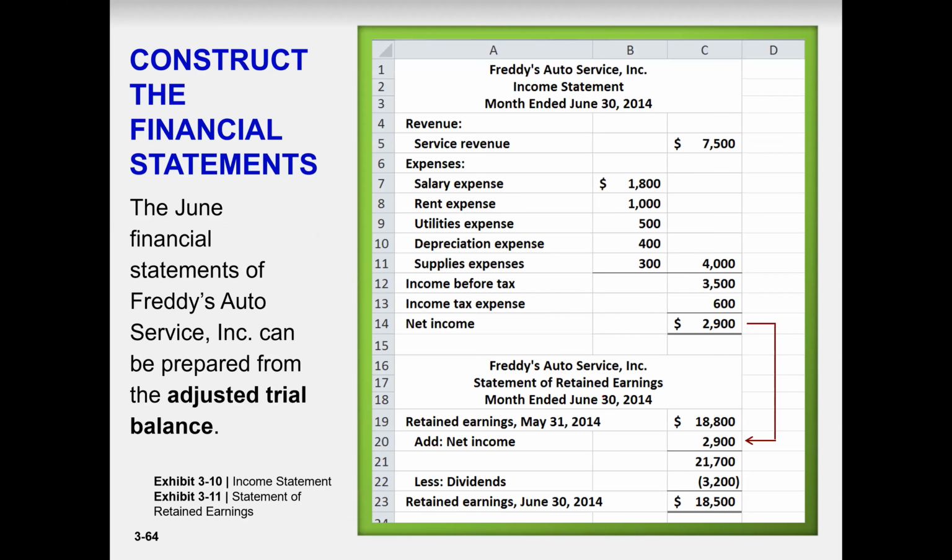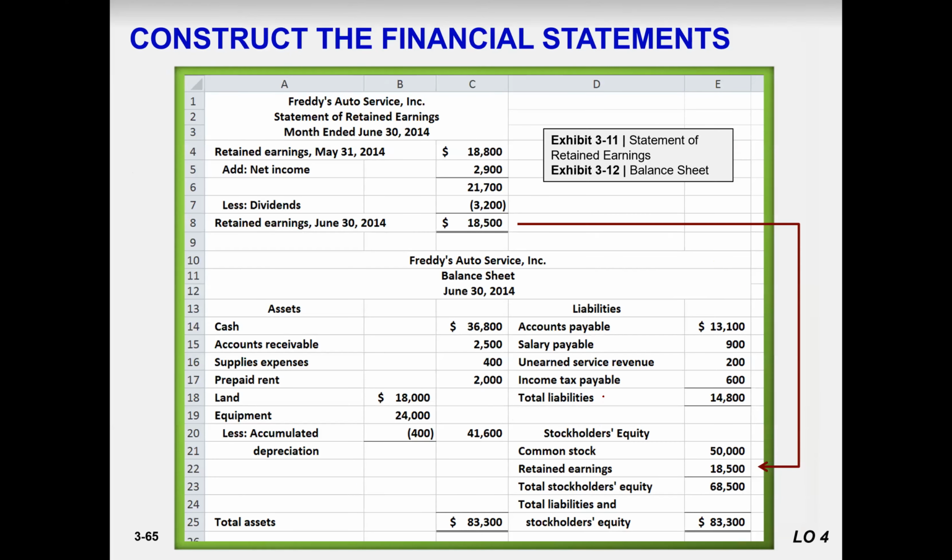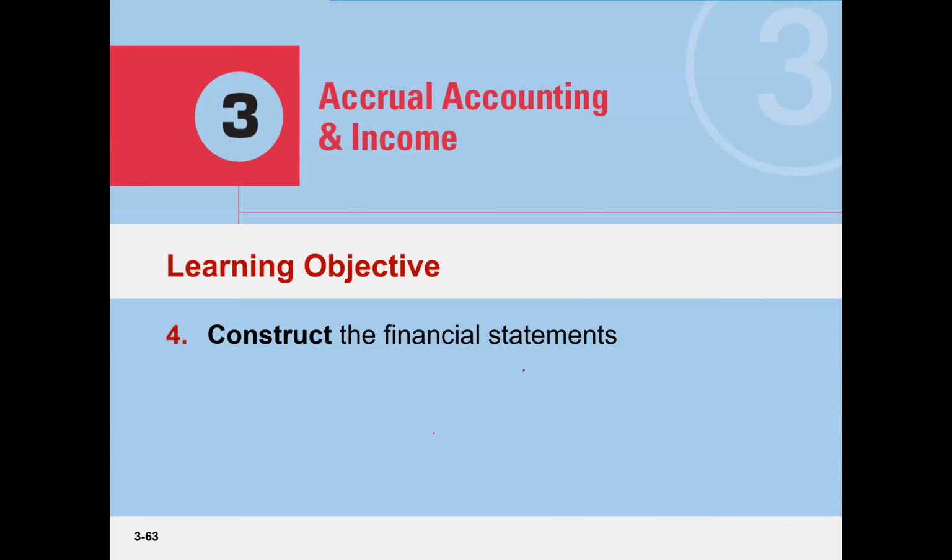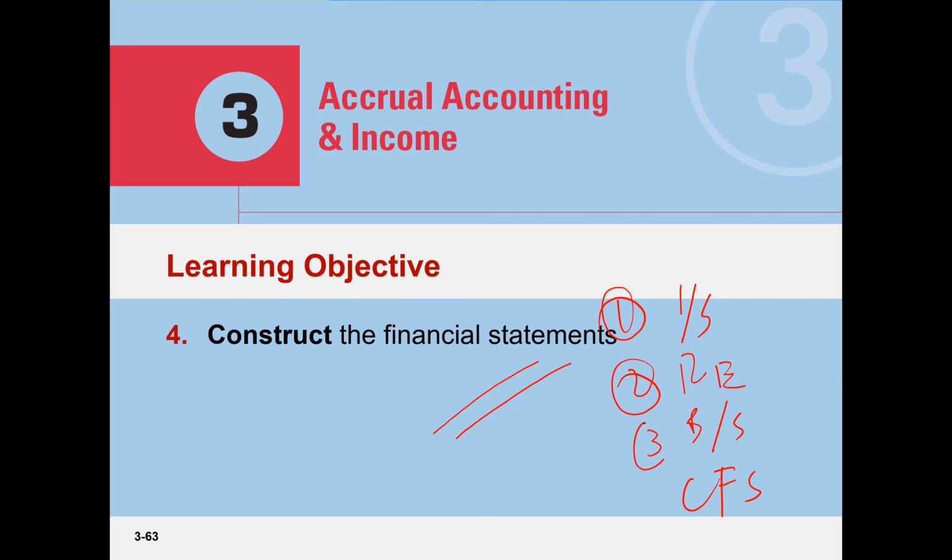If no more questions, then let's construct the financial statements. So we already know what financial statements are. There are 4 types of financial statements. Number 1, income statement, and then retained earnings statement, and then balance sheet, and then cash flow statement. So we have a chronological order here. We also see its linkage.